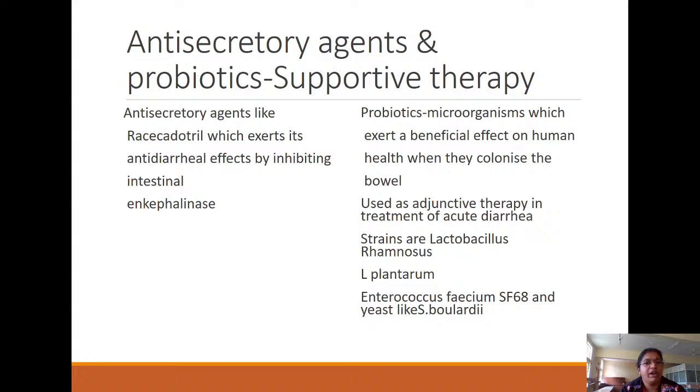Then probiotics, they have a beneficial effect on human health and they colonize the bowel also. They are not used as the primary therapy but as an adjunct or supportive therapy in acute diarrhea, and the strains are Lactobacillus rhamnosus, L. plantarum, and Saccharomyces boulardii.